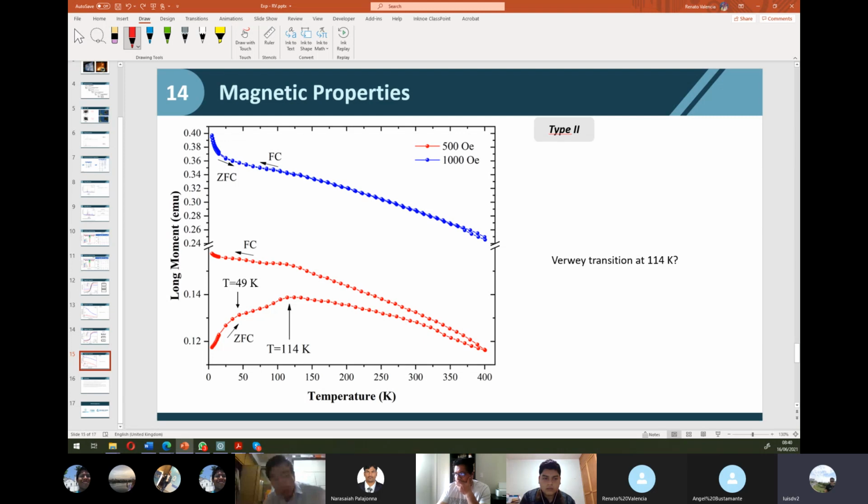Why does it not appear in the blue line? Because the applied magnetic field is strong. When the applied magnetic field is strong, the other components have a stronger magnetic signal, and the magnetite signal is hidden. So at low applied field, you can see that. At high applied field, you cannot see that. You understand? Okay.